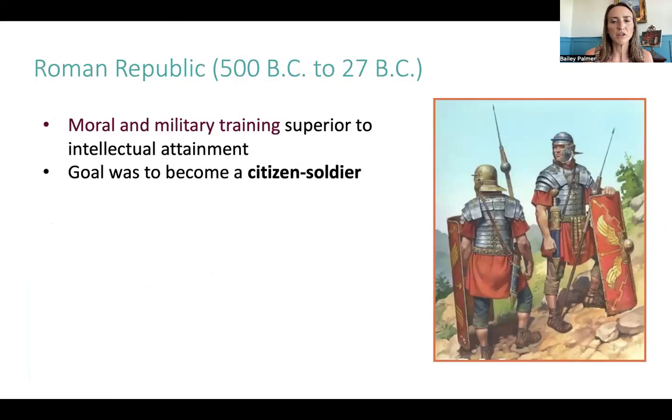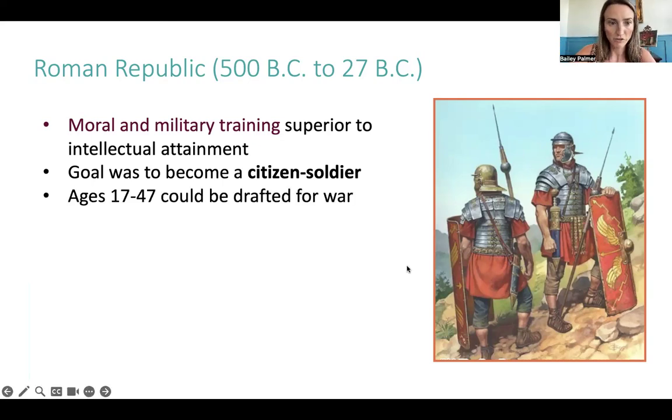Then we see within the Roman Republic, more military training became very superior to intellectual attainment. And so there's a difference between moral education and intellectual education. Moral education is more about how to be the best citizen and what we can do for our city-state in order to have the highest military supremacy. And so they had that moral training, really dedicated to being the best citizen and being the best physically. That goal was to become a citizen soldier for these Romans.